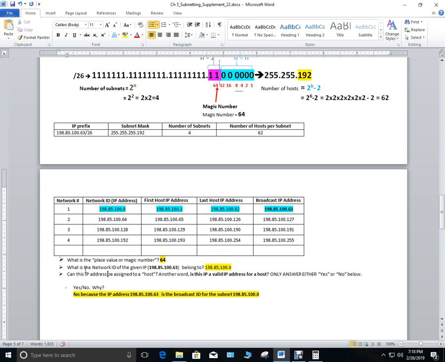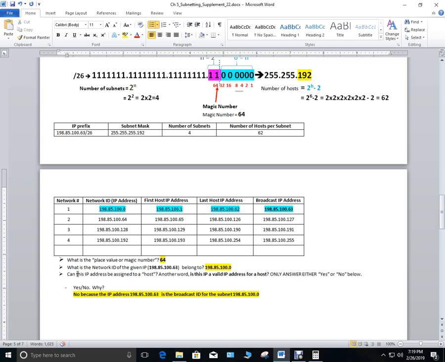Now next question, what is the network ID of the given IP 198.85.100.63? Well, let's see, where does this .63 fall under? It is the broadcast ID of the first subnet. So it belongs to the 198.85.100.0 subnet. So the network ID is 198.85.100.0, because right here this is the network ID of this subnet.